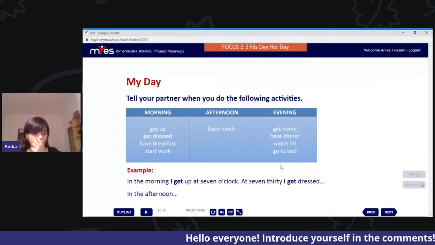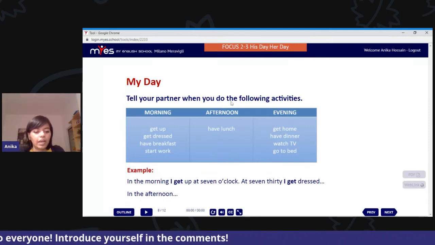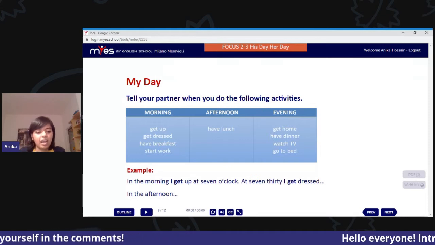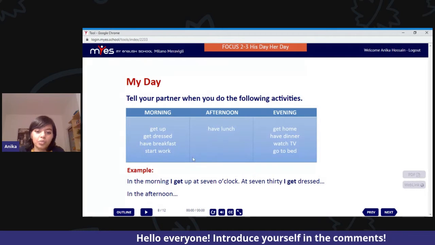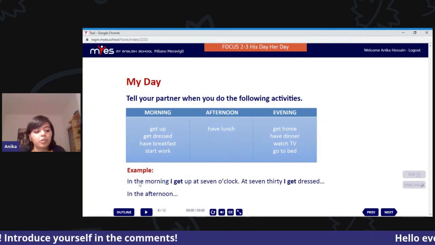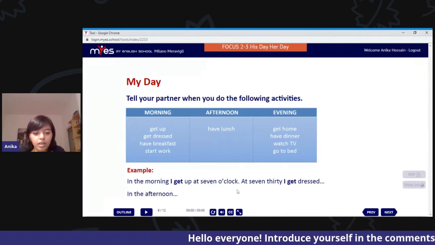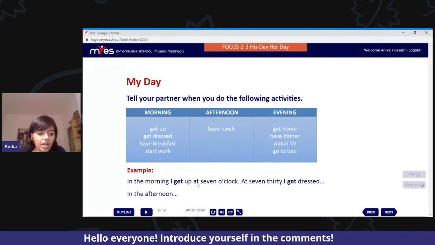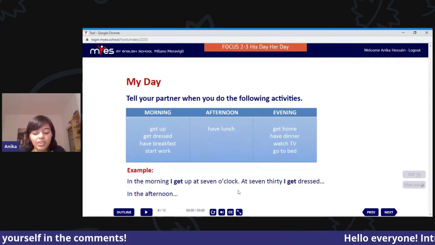We're going to move on to the next. Okay, so now we're going to talk about exact times, right? So let's talk about the activities we mentioned before and talk about exactly what time you do it. Example, in the morning, I get up at 7 o'clock. Again, at is used for time. I get up at 7 o'clock. At 7:30, I get dressed.